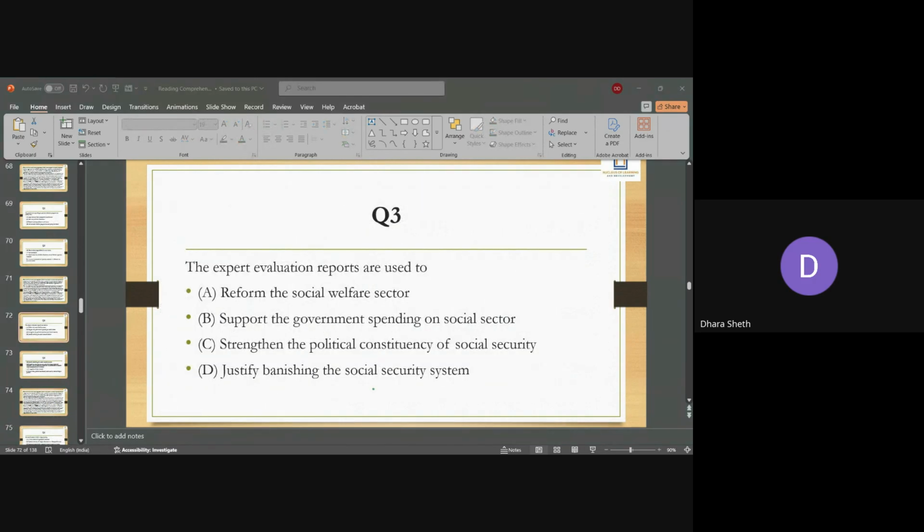Next, the expert evaluation reports are used to reform the social welfare sector, support the government spending on social sector, strengthen the political constituency of social security, and justify banishing the social security system. What's the answer? You have the passage as a reference. Please refer to it and take a minute to share the answer. This is a passage that has actually been asked in a UGC NET examination in, I think, last 2 years. So this is usually the level of passage and questions which is there, okay?